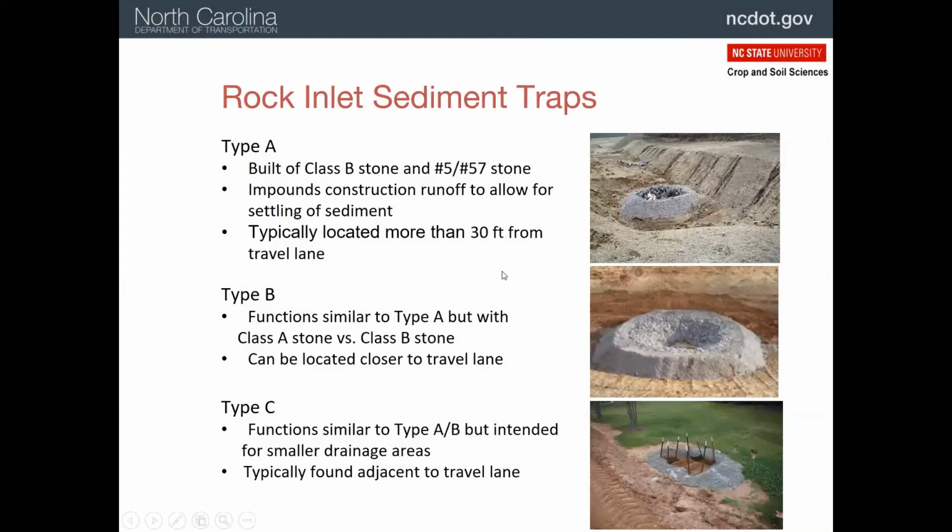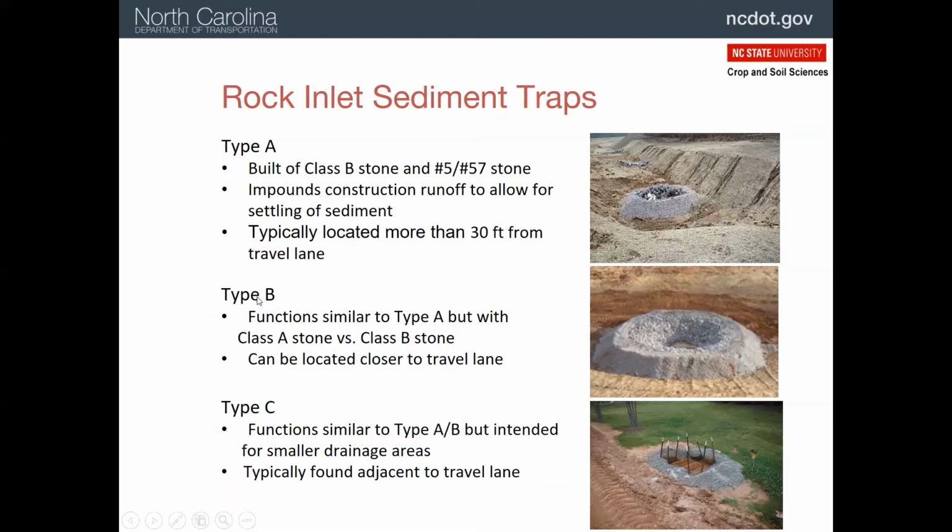So we have three types of devices for these storm drain systems that we've installed. One is a type A, and the type A uses the big stone, the class B, along with the 57 or number 5 on the face of it. And these are typically located far from any traffic because they're big devices. If someone loses control and goes off into our project, they could do a lot of damage to their car. So we keep that far away from traffic.